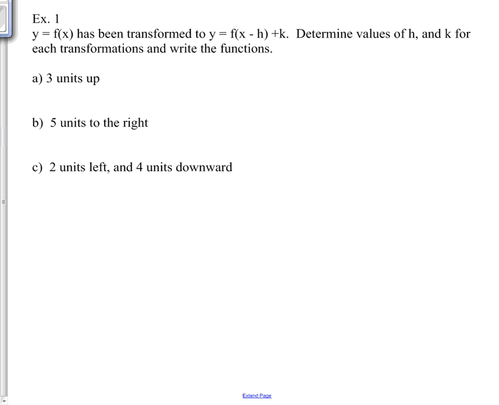If I have some function y equals f of x, and it has been transformed, we have done both horizontal and vertical translations only. We want to determine the values of h and k for each of these specific transformations. They're only translations in this question. So first of all, we want 3 units up. That is a vertical change, so we are outside of the function. We're going to take our old function and add 3 so that it moves up.